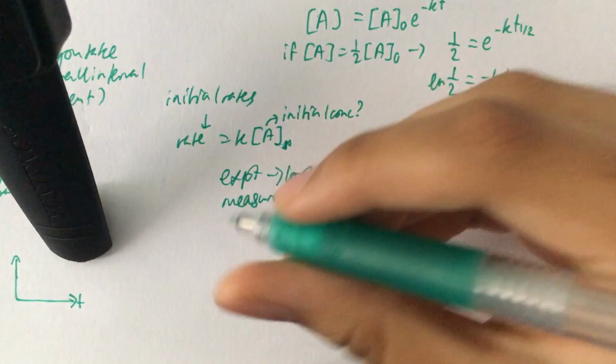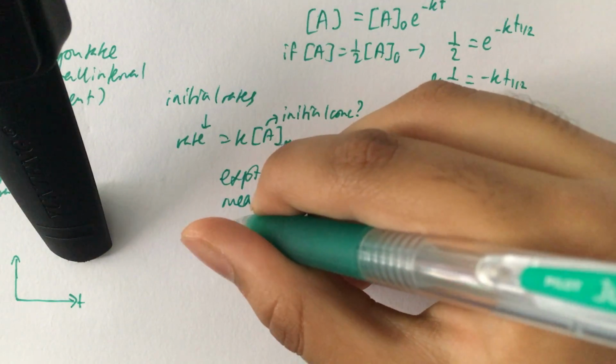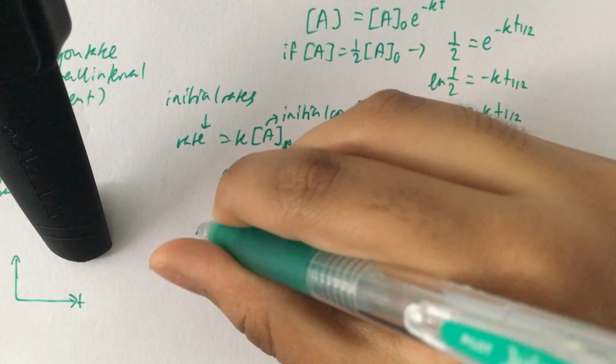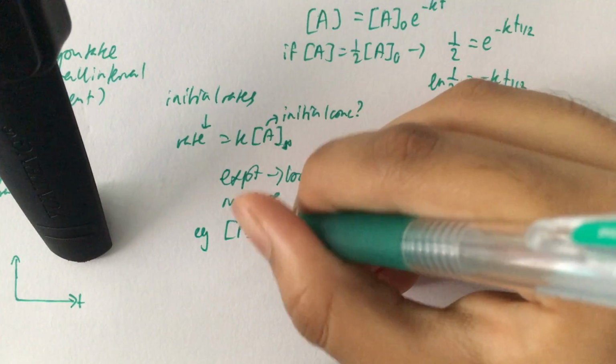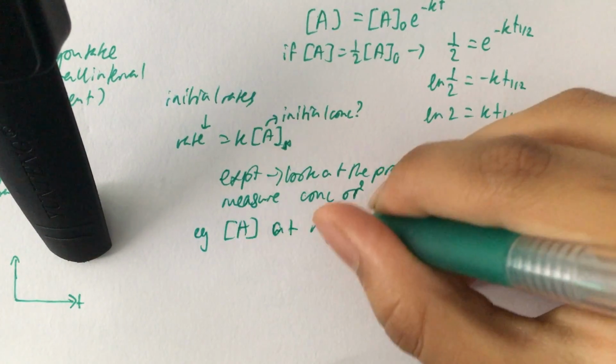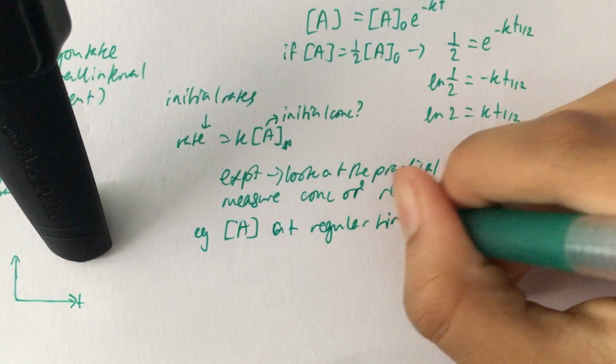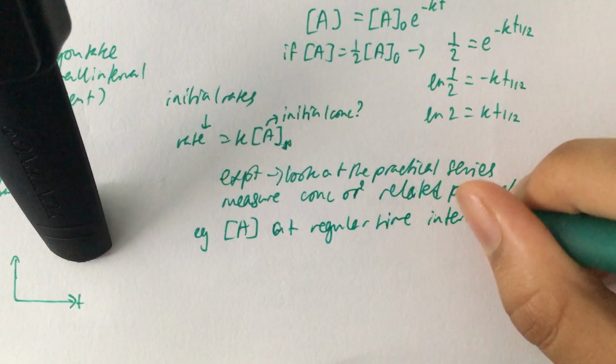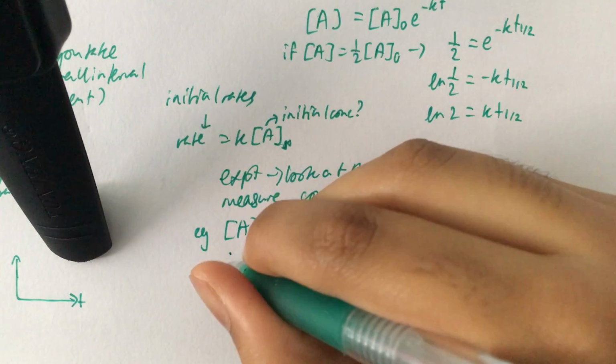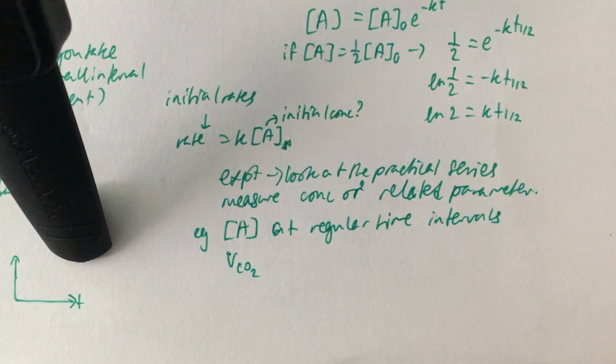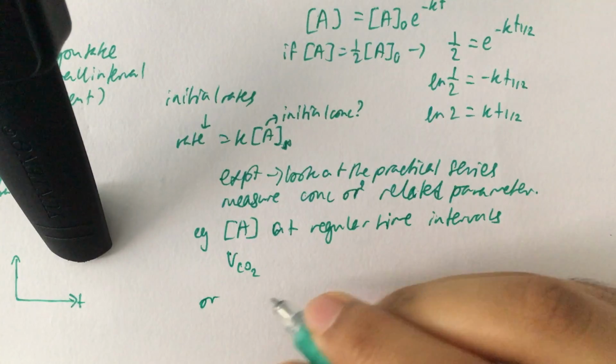It doesn't have to be concentration itself. For example, if your reaction releases carbon dioxide, then you can just measure the amount of carbon dioxide released at a point of time. So that's actually the product, so you can measure the concentration of the product. But when you're measuring the product, it's a bit different from measuring the reactant. The reactant will be decreasing, the product will be increasing.